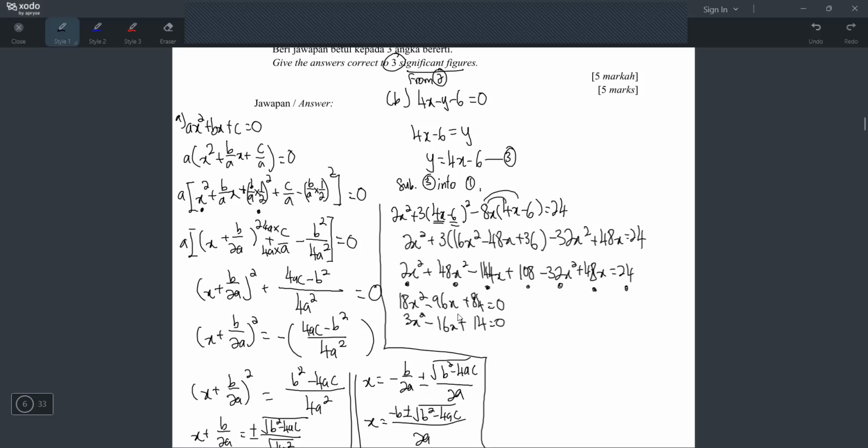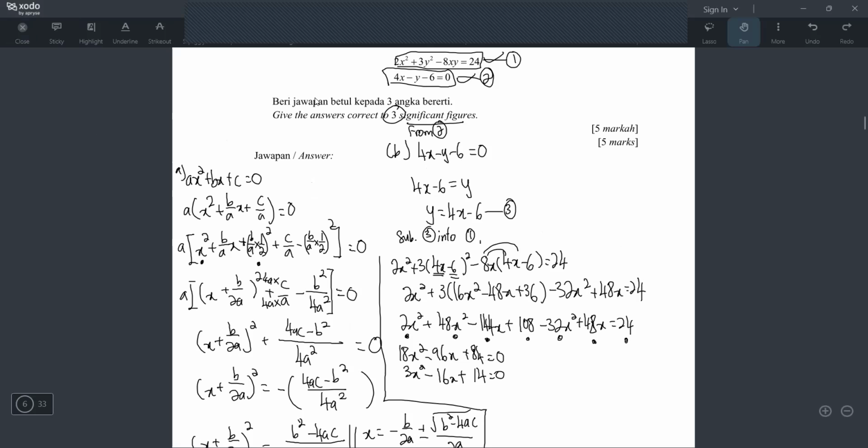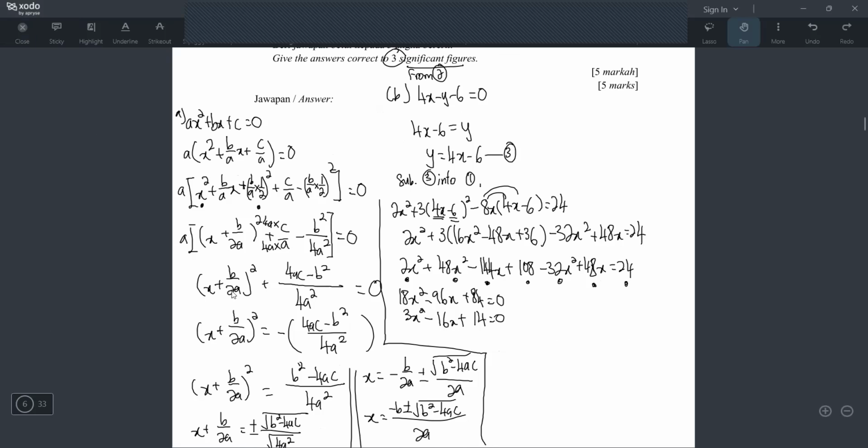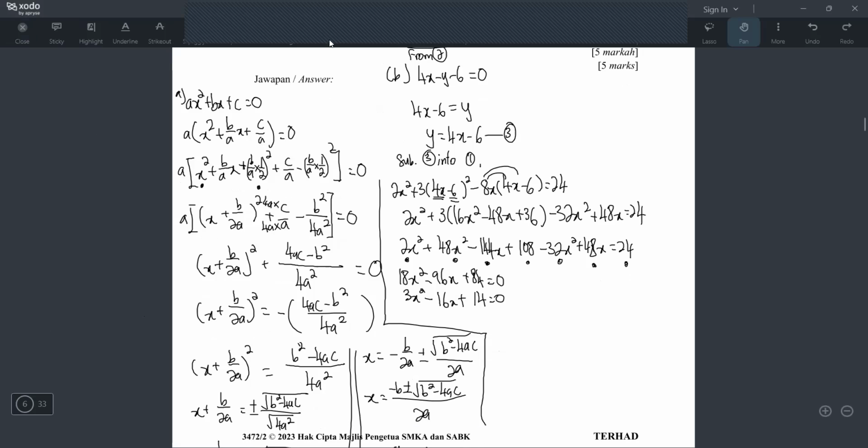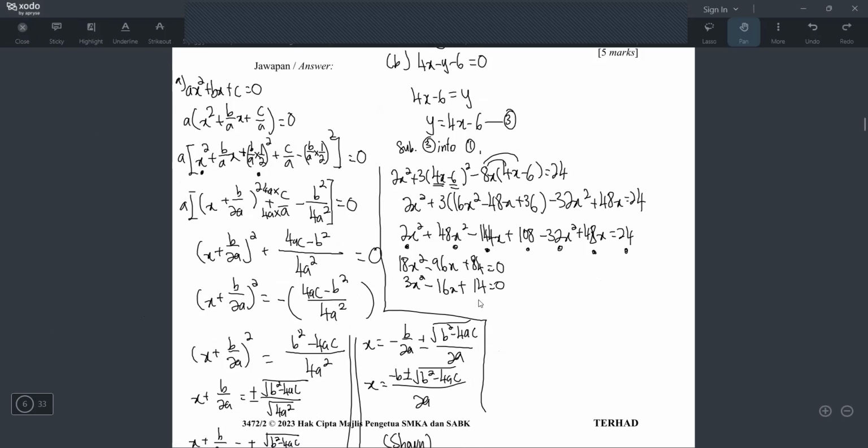Okay, after you reach here, you can proceed with the quadratic formula. You cannot use the factorization method or the calculator method, because if the question says give the answer in 3 significant figures, it automatically means an ugly answer. And for an ugly answer, we can't use the calculator method. We have to use the quadratic formula. The quadratic formula is x equals negative b plus minus square root of b squared minus 4ac, the whole thing over 2a.